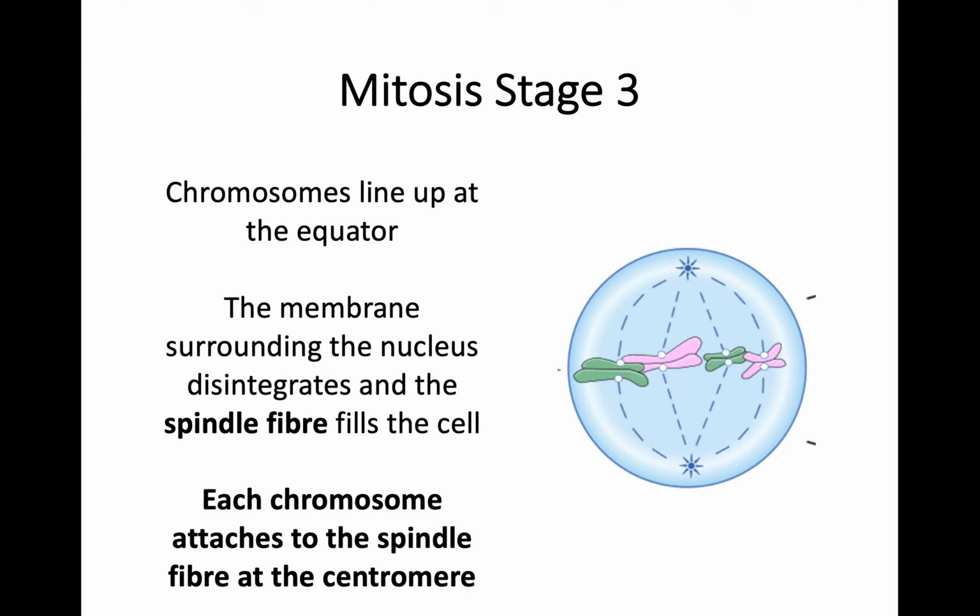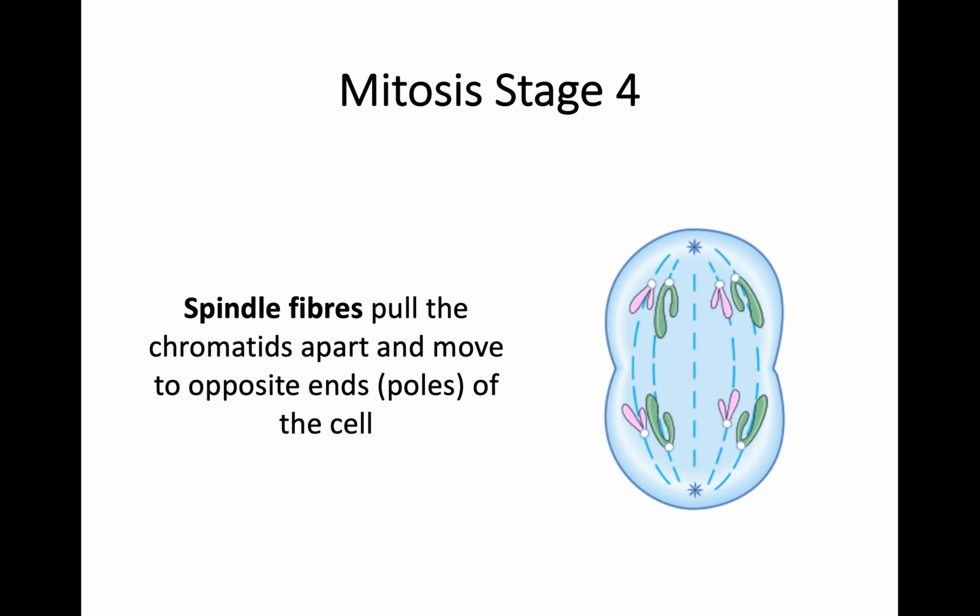In stage 3, the chromosomes line up at the equator, and the membrane surrounding the nucleus disintegrates, and a structure called spindle fibres starts to fill the cell. These spindle fibres then attach to the centromere of each chromosome, which is lined up at the equator. In the next stage, spindle fibres pull the chromatids apart, and they pull these chromatids to the opposite ends, or what we would call poles of the cell. So if you imagine the cell as a globe, the chromosomes line up at the equator, and the chromatids are pulled to the opposite poles of the cell.